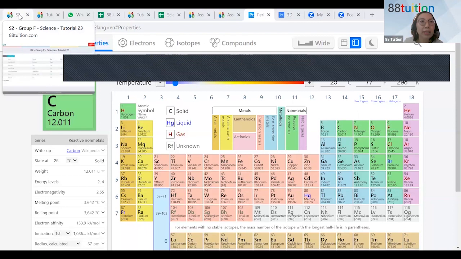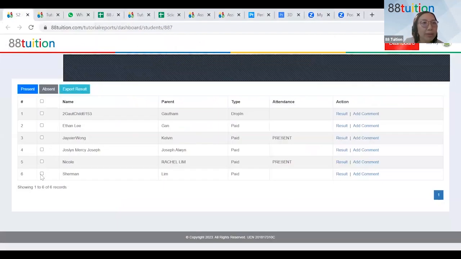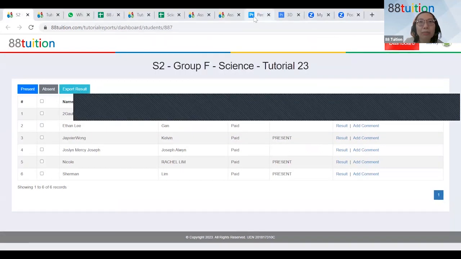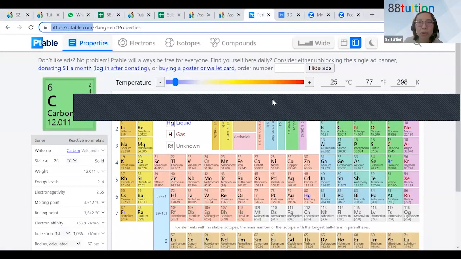Okay, just a minute. Let me just mark attendance. This is actually how I mark attendance. Okay, going back to the periodic table. Hi, Sherman. Good morning. Thank you so much for coming in so early today.